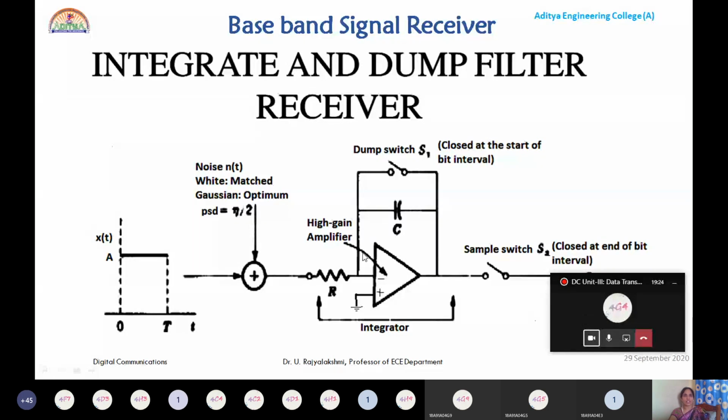Okay. It is also called an integrate and dump filter receiver because here you are using a low pass filter and two switches. When both switches are open, integration will be performed. And when the switches are closed, what will happen? When S2 is closed, the data will be dumped to the output section. When S1 is closed, the earlier integrated data will be set to ground. Okay, this is the performance of the baseband signal receiver.